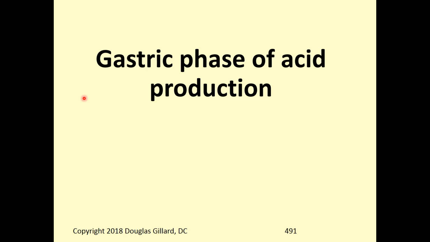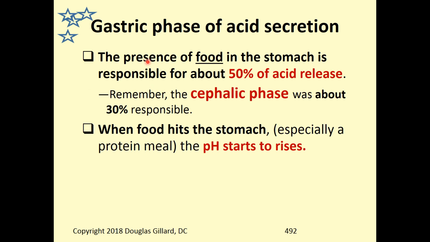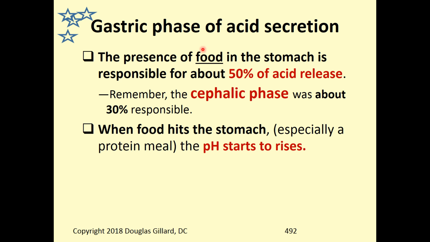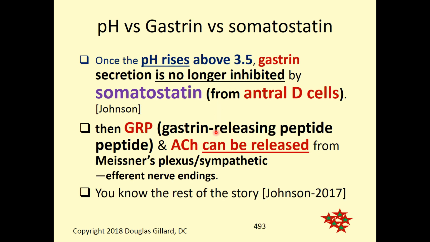Okay, that's basically it. The gastric phase, everything applies. I mean, we cover what we need to cover. The gastric phase accounts for about 50% of acid release. Remember, the cephalic phase was 30%. We're not going to talk about the intestinal phase. I don't have time. That's not really that important. 80% is covered by the cephalic and gastric phase. Gastric phase occurs when food actually hits the stomach and stretches out and contacts the stomach wall.